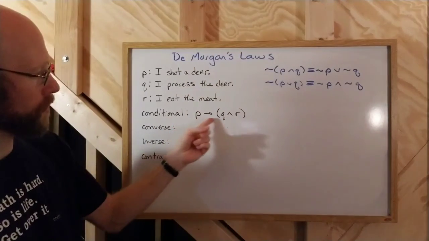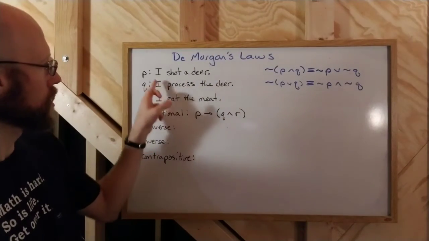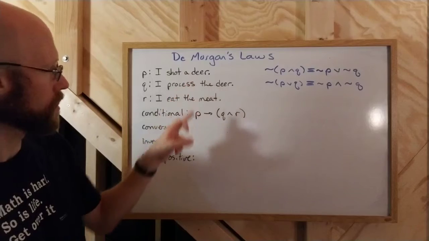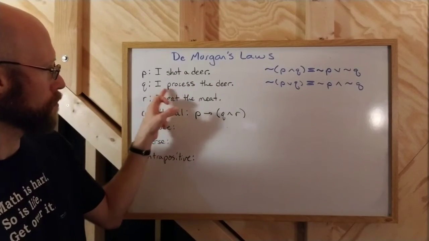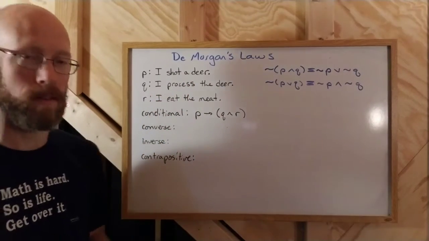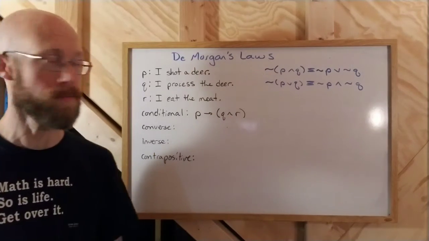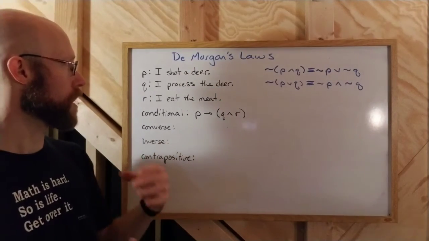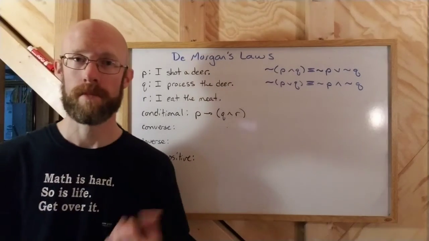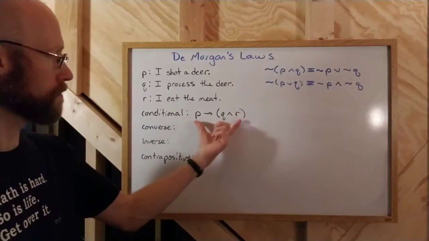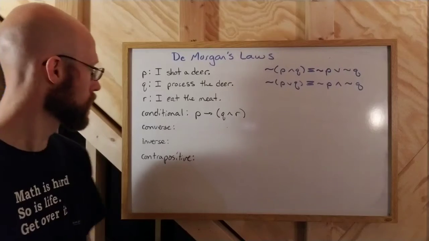So you think about what this conditional says. If I shot a deer, then I process the meat and I eat the meat. Okay, the conjunction is an and, right? So if I shot a deer, then I process the deer and eat the meat. That would be the conditional statement then.